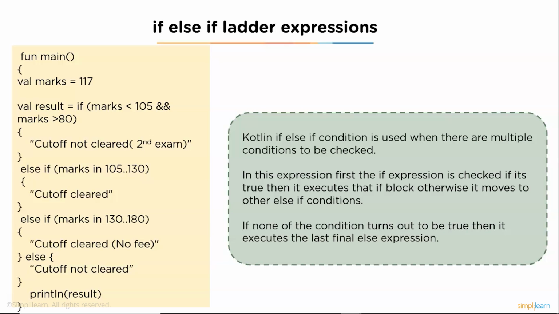According to this example, if a student scores marks between 80 and 105, then the cutoff is not cleared, but he or she can sit for the second examination. If the marks scored is between 105 and 130, then the cutoff is cleared. If the marks scored between 130 and 180, then the cutoff is cleared and also there will be no fee. And else, cutoff not cleared. So by this example, we understood that there are multiple conditions and each condition has a specific criteria. If the marks of the student is fit in that criteria, then that specific block gets executed.